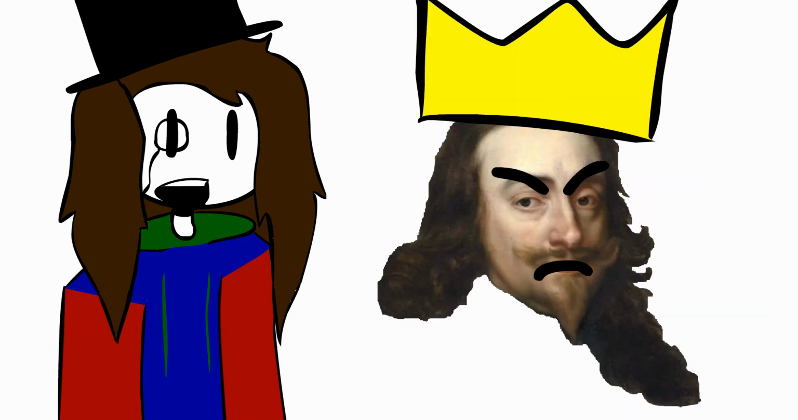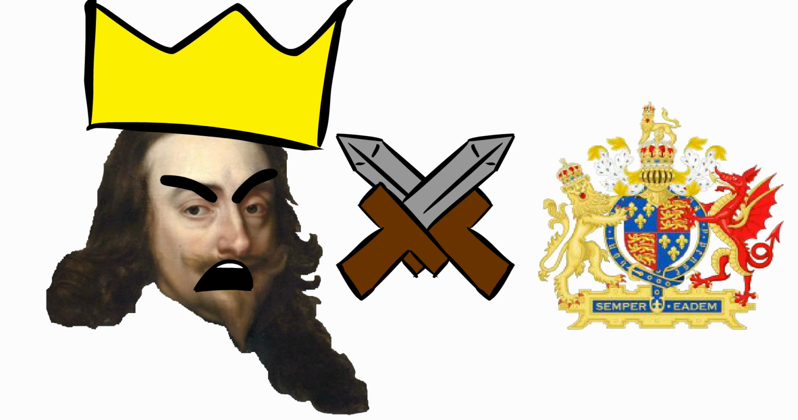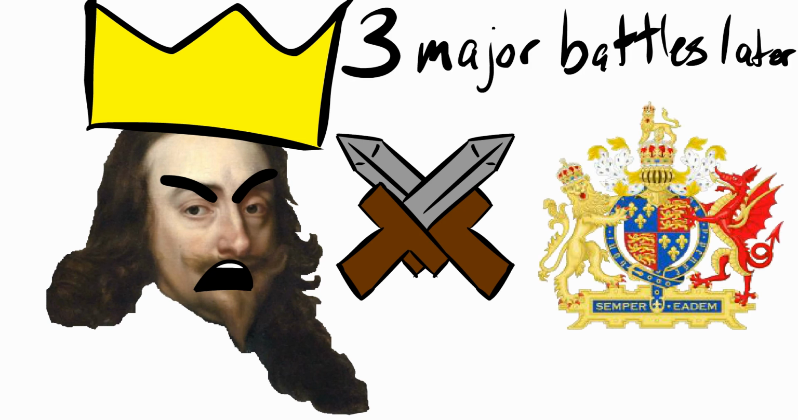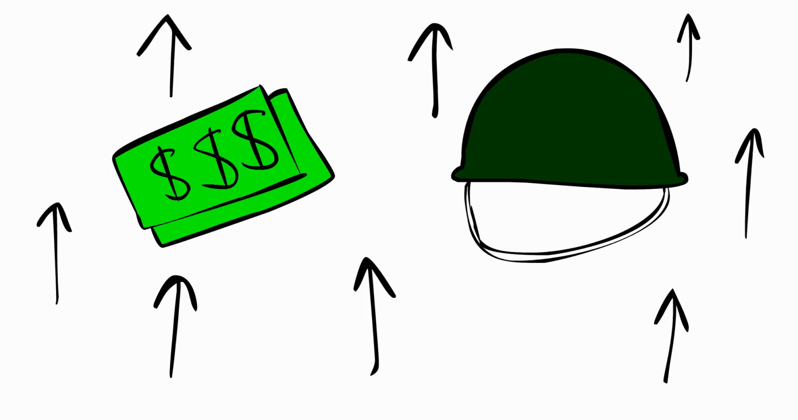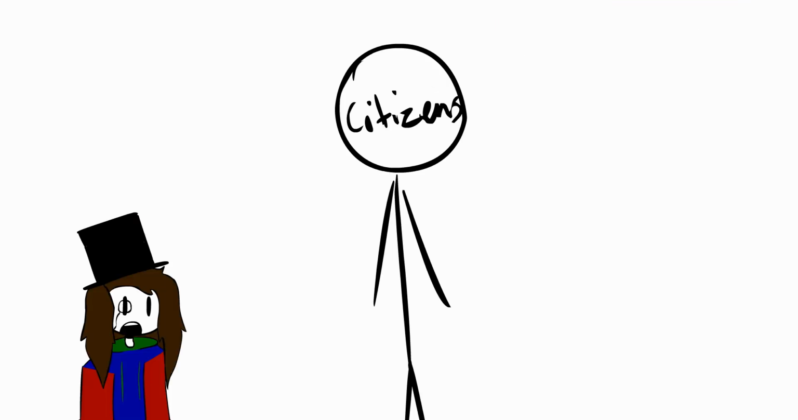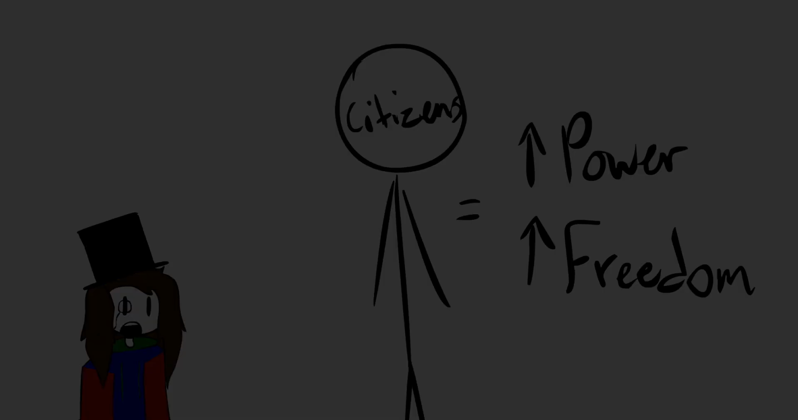Because of this, King Charles I declared war on Parliament, and after 3 major battles, Parliament won the war, resulting in the economy and military developing exponentially, along with common folk having more power and freedom.